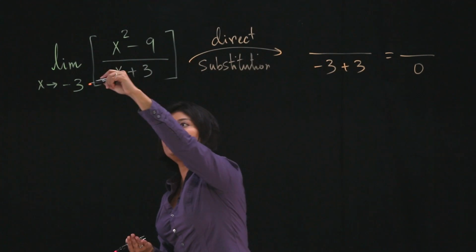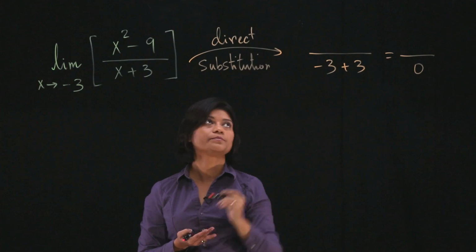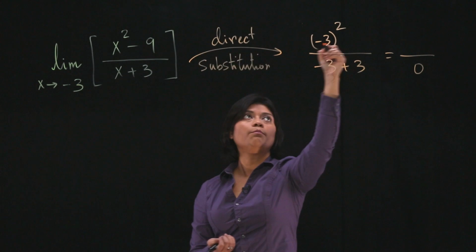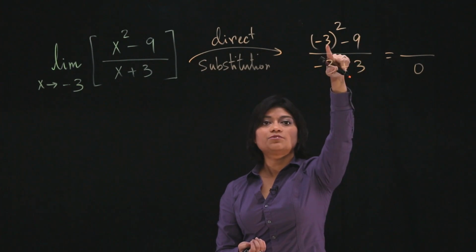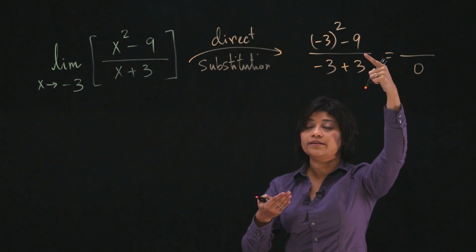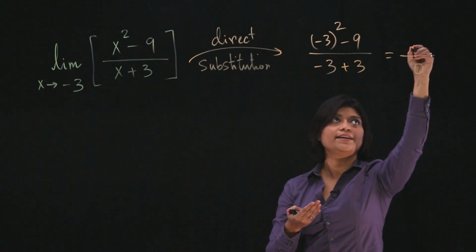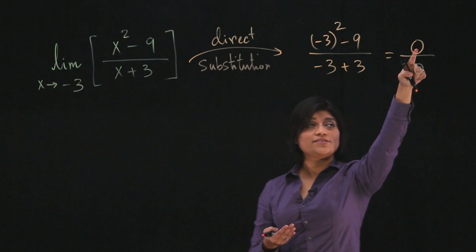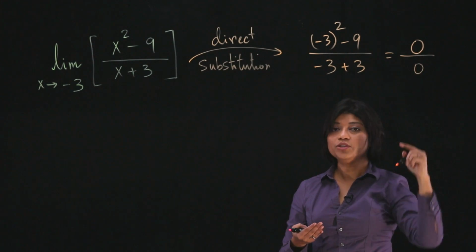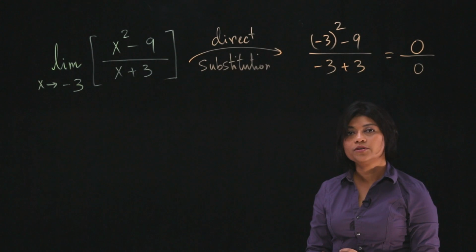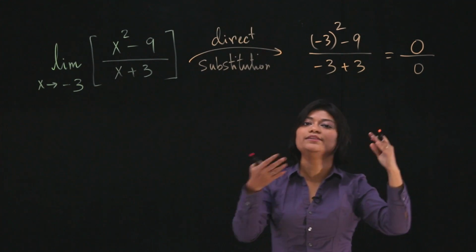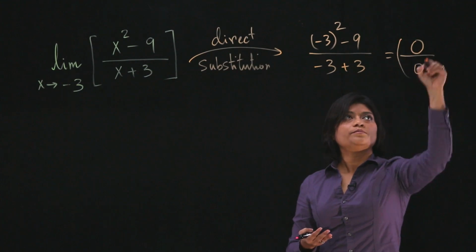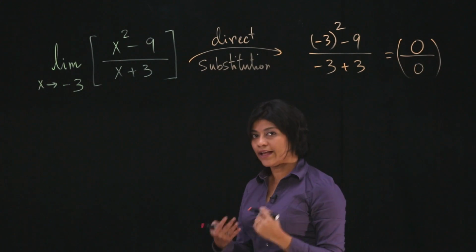So let's also see what happens if we plug in -3 in the numerator. So you will get (-3) squared minus 9. (-3) squared is +9. +9 minus 9 is also 0. Notice, this is 0/0 form, which is an indeterminate form. So we cannot say right away that the limit does not exist or does exist, okay? We have to do something else.